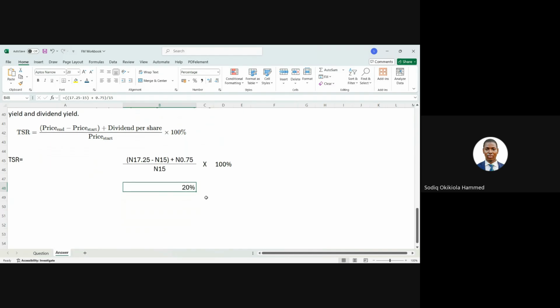And you can divide this to know the percentage growth in terms of capital gains, and the percentage from dividend. For the capital gains, we know that there is an increase of 2.25, that is 17.25 minus 15. You can say 2.25 divided by 15. You are going to get 15%.